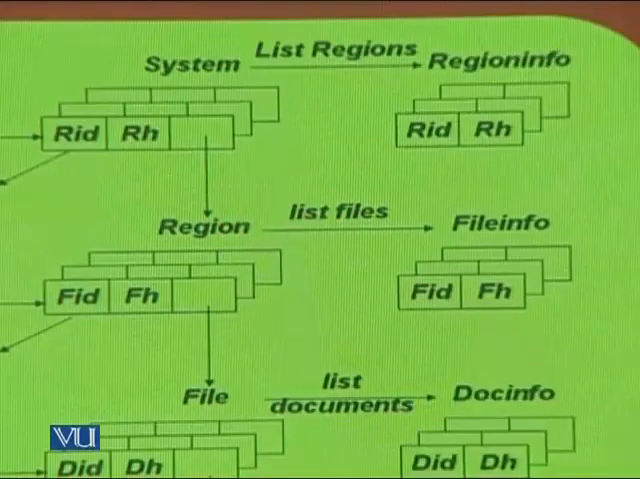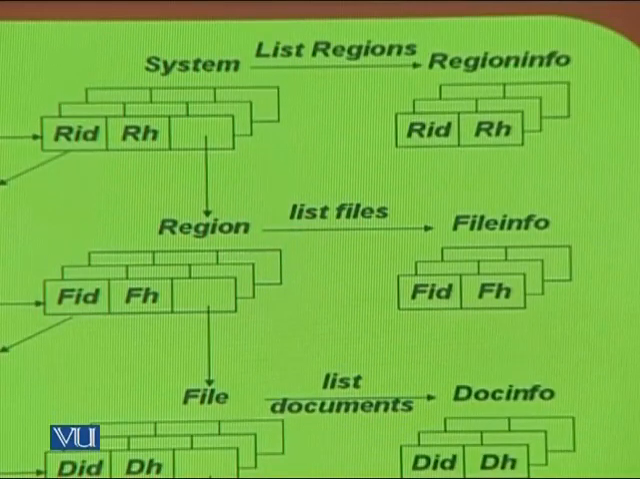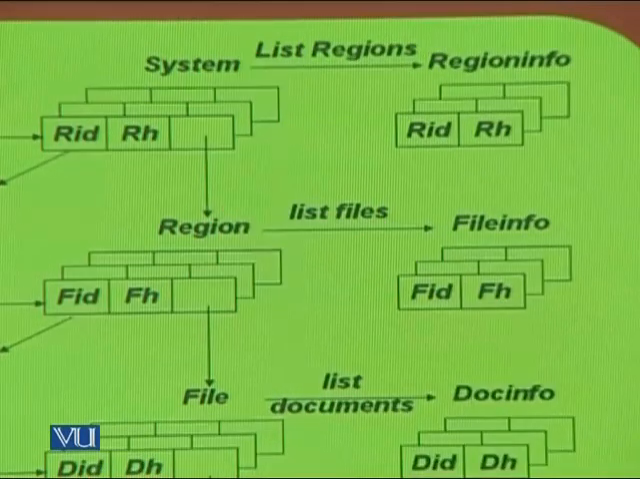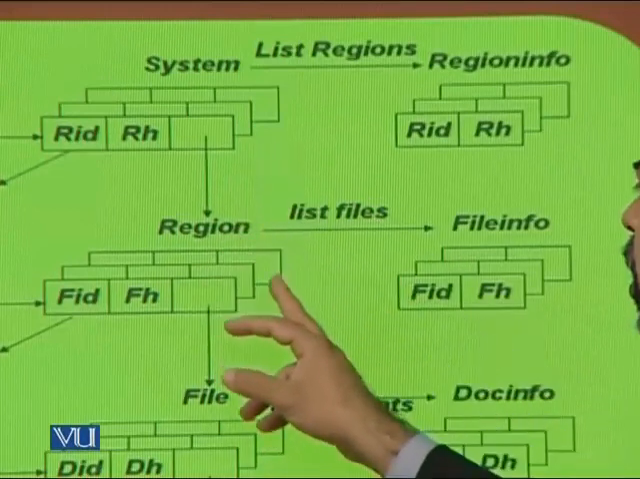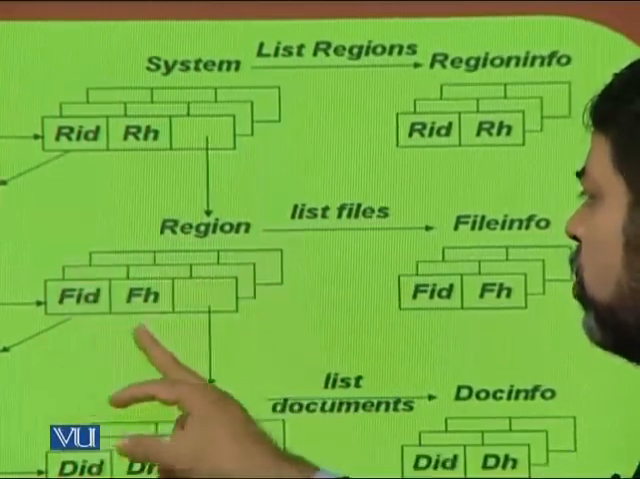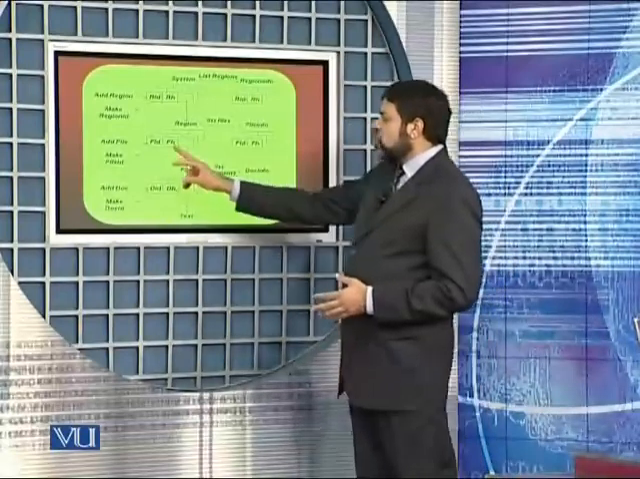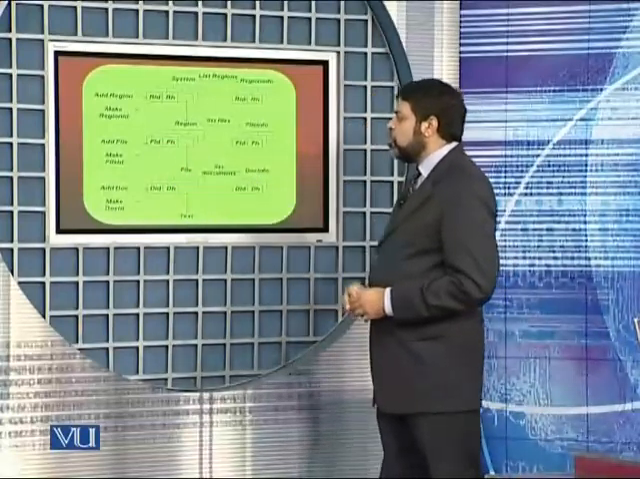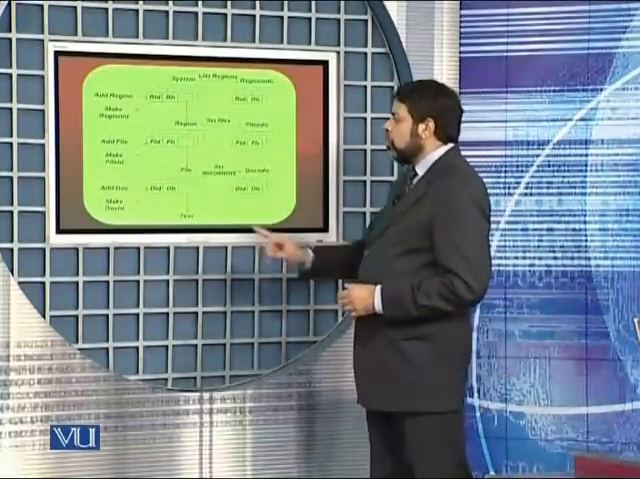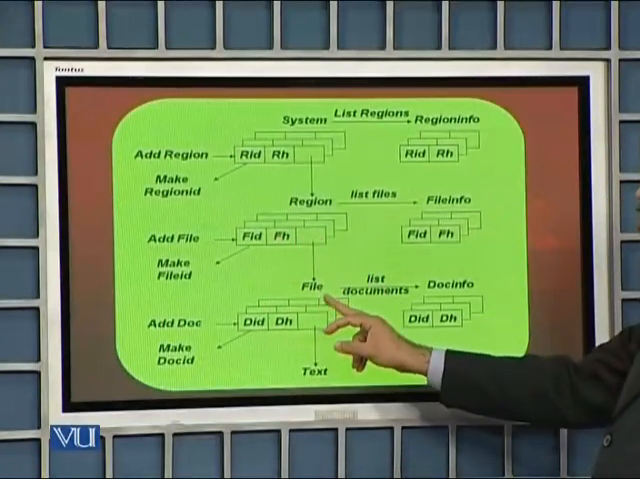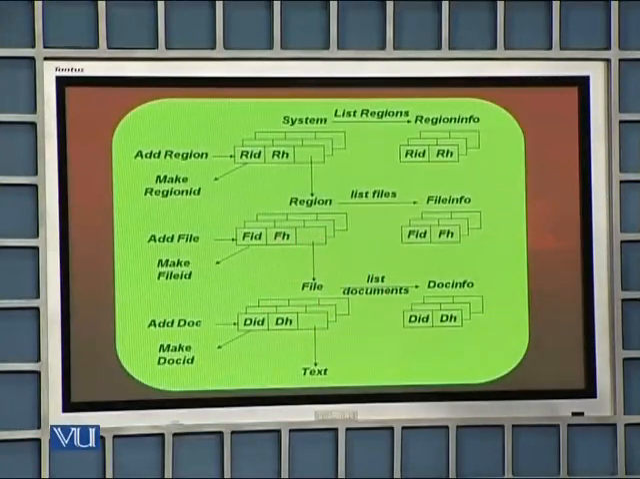Then we have a link, maybe sort of a pointer or whatever. We are not going to talk about the exact internal representation of this link, but somehow we maintain a link for that region, for the files that are maintained inside this region. So once again, the file has been divided into three parts: the file ID, the file header, and the link to the documents that this file contains.